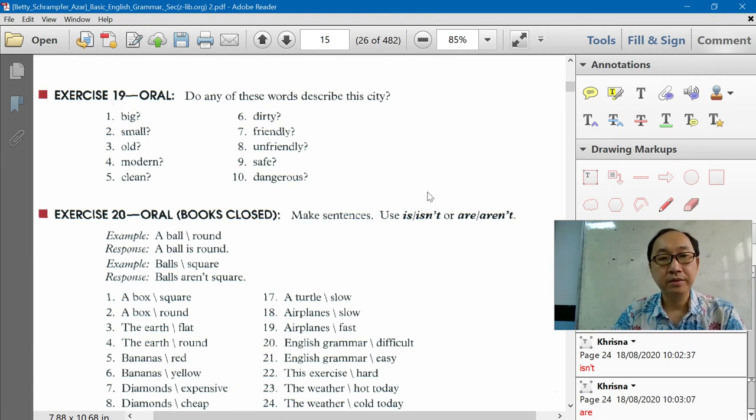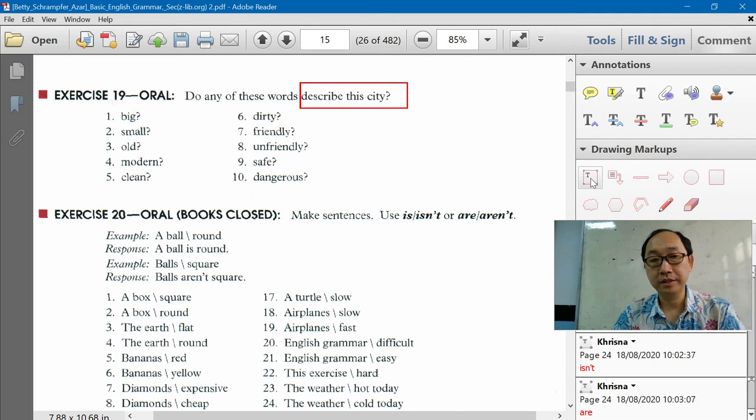Another adjective. Do any of these words describe the city? Describe the city. It's a description. So this city, the city of Surabaya, the place I'm living right now. Is Surabaya big? Yes, it is. Is Surabaya small? No, it isn't. Is Surabaya an old city? Yes, a very old city. Is Surabaya modern? I think so. Is Surabaya clean? Yes, right now. Is Surabaya dirty? No, it is not right now.